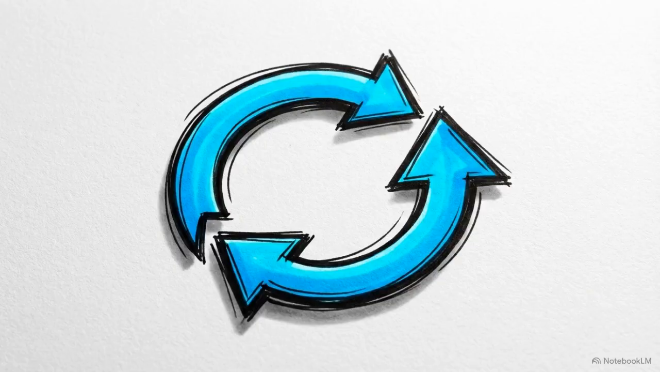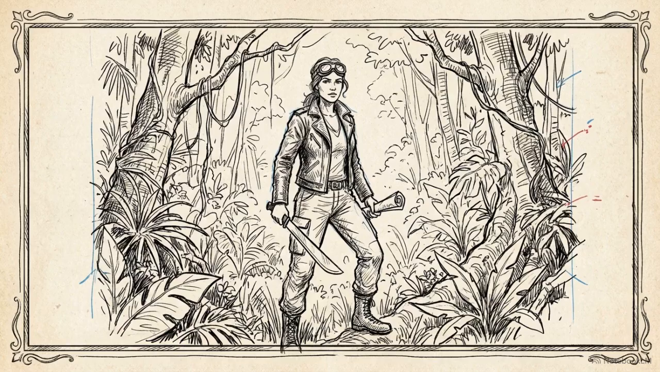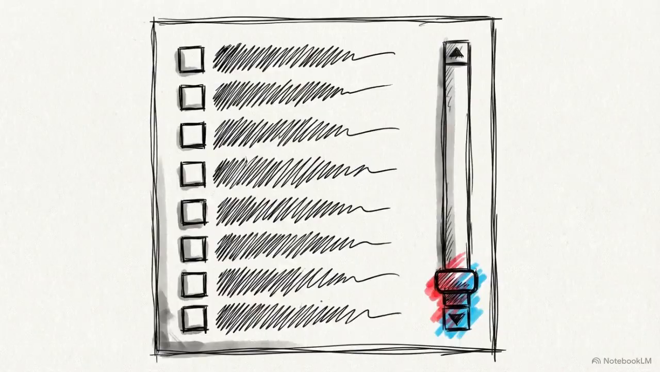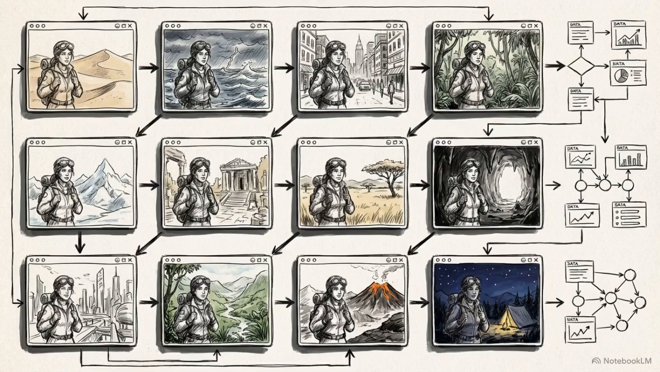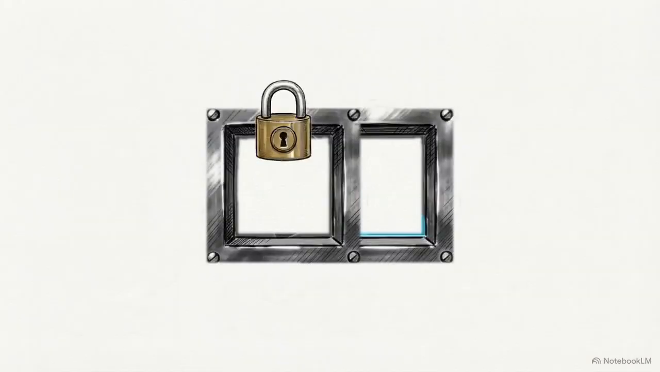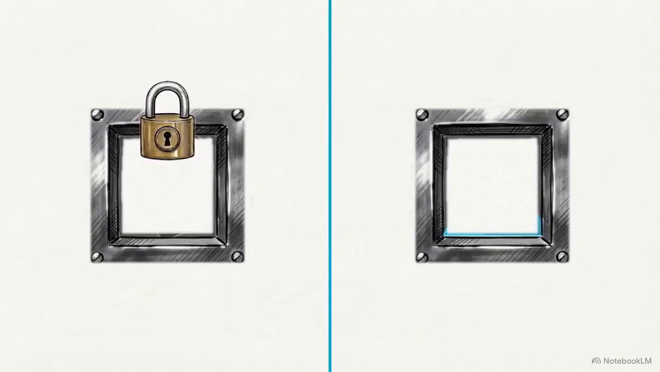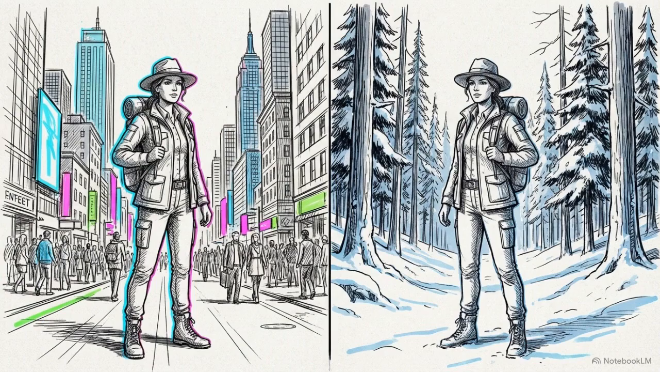Apply this method repeatedly. Generate a new image, verify the character aligns, and move down your list until all 12 frames are ready. By completely separating the character generation logic from the environment generation logic, you force the AI to keep your protagonist's appearance intact regardless of where they stand.